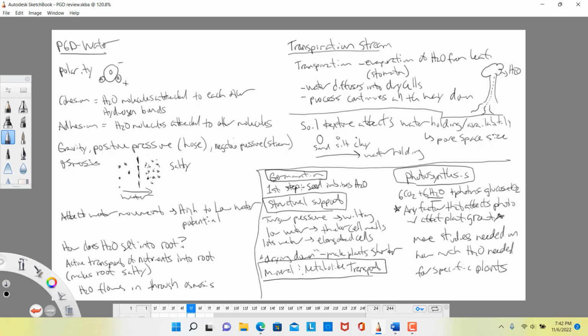Water also plays a role in structural support, particularly for our herbaceous plants, right? You might have forgotten to water a plant for a while and it begins to wilt. That is due to turgor pressure. So if you remember from plant cells, they have that large central vacuole, and that vacuole, when it's filled with water, it exerts pressure on the cell membrane that pushes up against the cell wall, and it keeps your plant rigid, right? It provides structure.